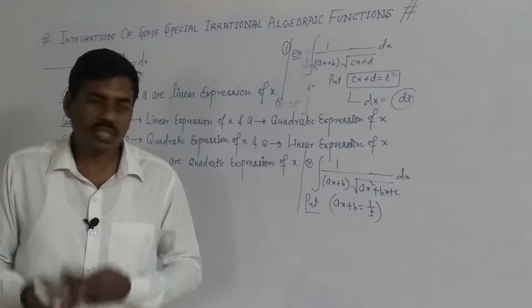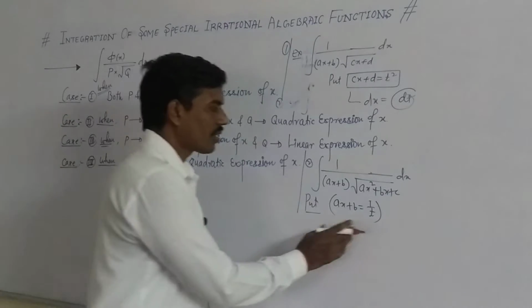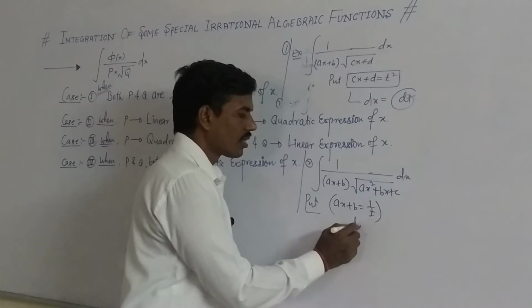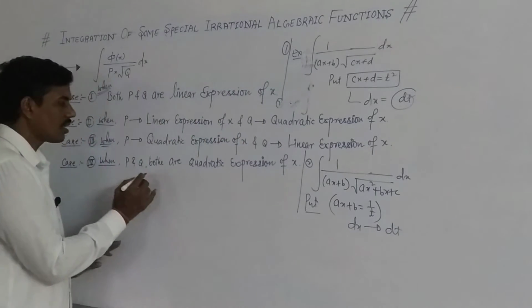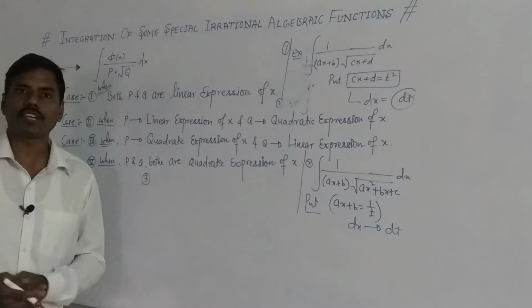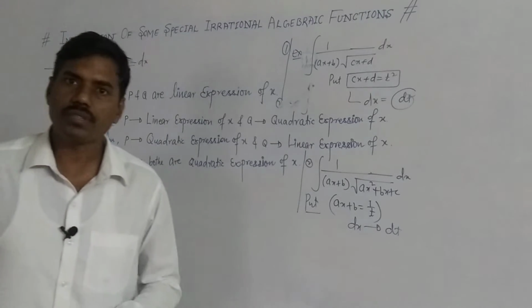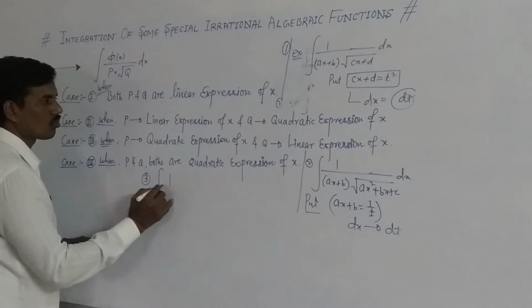Okay, so we have to change dx in the form of dt. For that we have to take the derivative of both sides in the form of dt. Okay, clear?